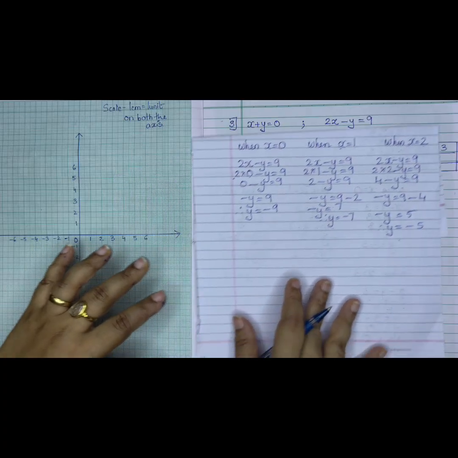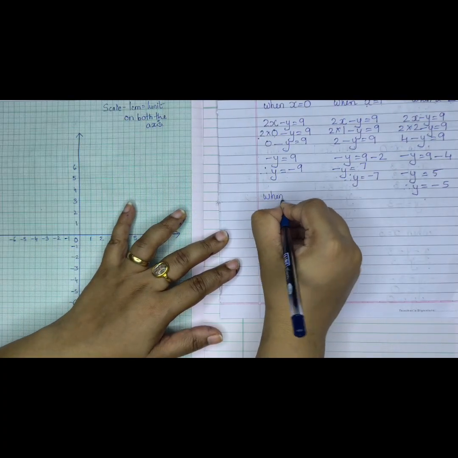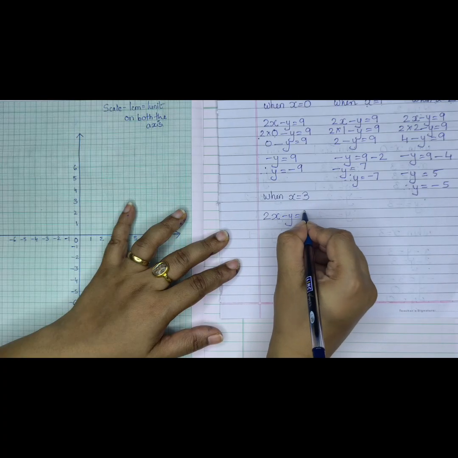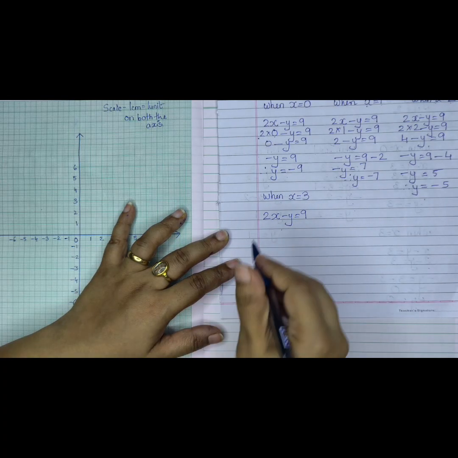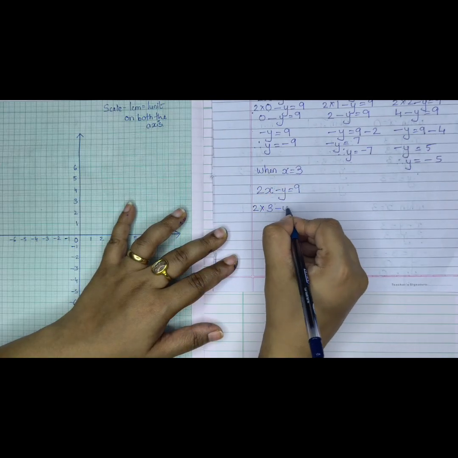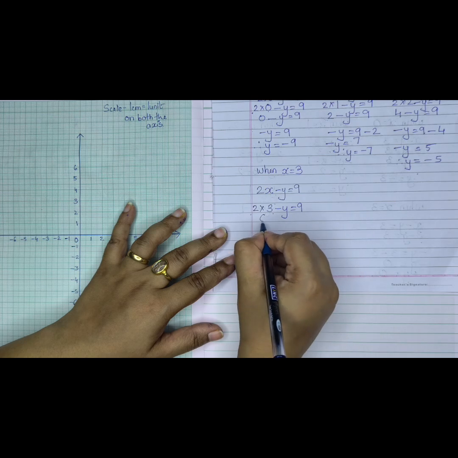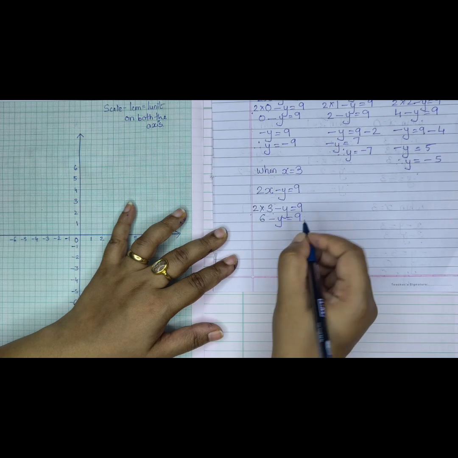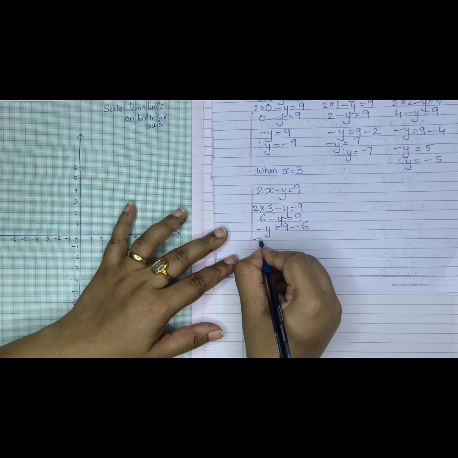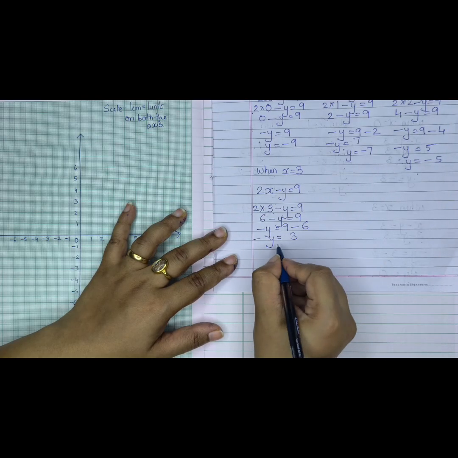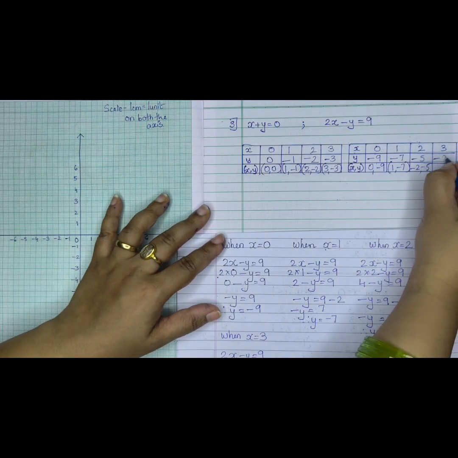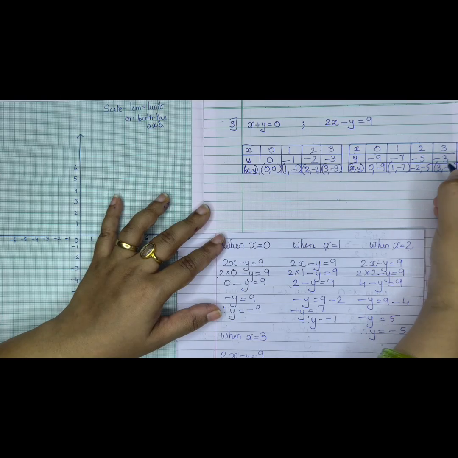Next is when x is equal to 3. Write down the same equation, 2x minus y is equal to 9. Now 2 multiplied by, in place of x we will take 3, minus y is equal to 9. 2 3s are 6, minus y is equal to 9. Get the 6 here, minus 6, minus y is equal to 3. Therefore y is equal to minus 3.